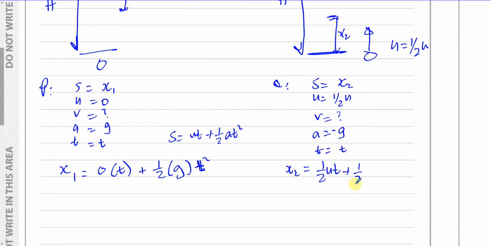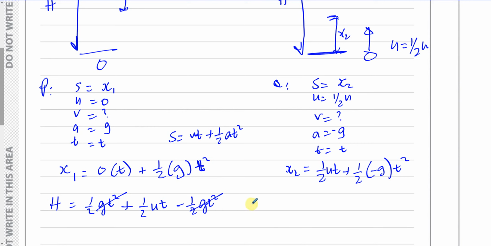So h is equal to the sum of these two. So h is equal to a half gt squared plus a half ut minus a half gt squared. These two cancel out, and you're left with h equals a half times ut. So t is going to be 2 times h over u.